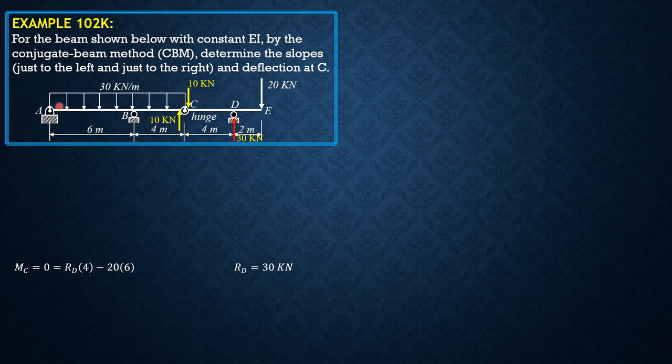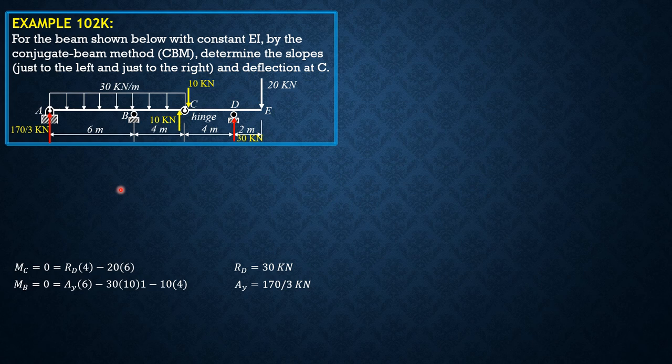Then considering ABC, summation of moment B equals 0. Then we have AY times 6 minus 30 times 10 times 1, because the length is 10 divided by 2, so 5, and this is already 4, so that means the centroid is 1 meter from B. Then minus 10 times 4. So AY is equal to 170 over 3 kilonewtons as shown in the figure.